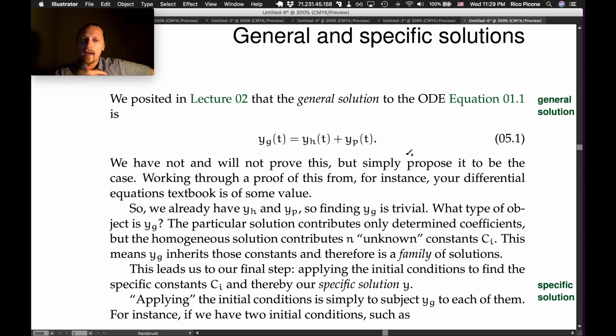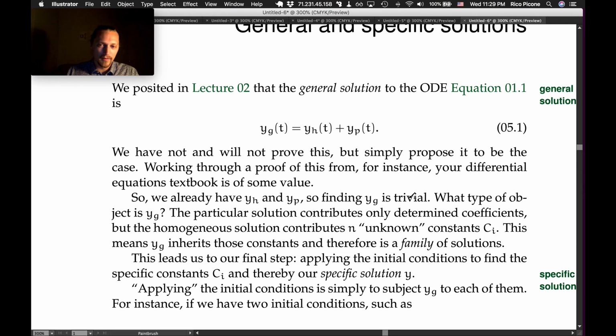great. So we have the general solution. So of the 4 solutions, homogeneous, particular, general, man, that was the easy one. We just added the homogeneous and particular together. Boom. So finding it is trivial.